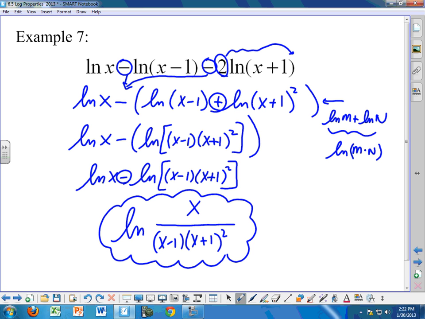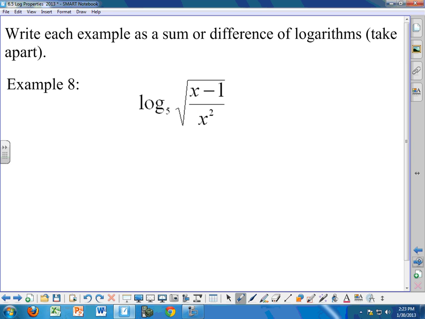You want to try to prevent that. All right, next we want to do the same thing, except this time we're going to take these apart. Rather than put them together, we're going to try to bring this thing down into the simplest components. So we want to have things like this.